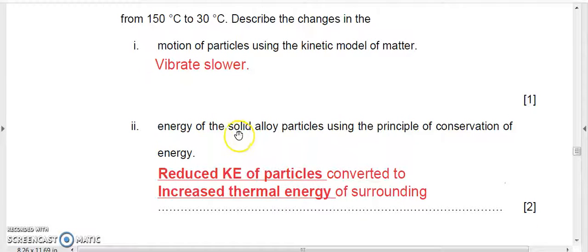What about the energy of the solid alloy particles, using conservation of energy? I know that my KE is lost, because it vibrates slower. Vibrating slower gives you the impression of lower speed, so my KE is reduced. If I reduce my KE, the loss in KE has to be gained somewhere. So where does the KE go? It increases the thermal energy of the surroundings.